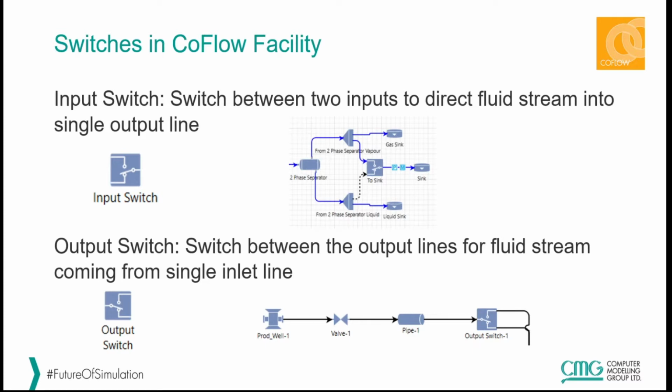In the output switch, the switch is happening between the output lines for a fluid stream which is coming from a single inlet line. As an example, you see here that for this producer, we are going to use the output switch in order to decide which line after the output switch will be the active line for that production fluid stream.